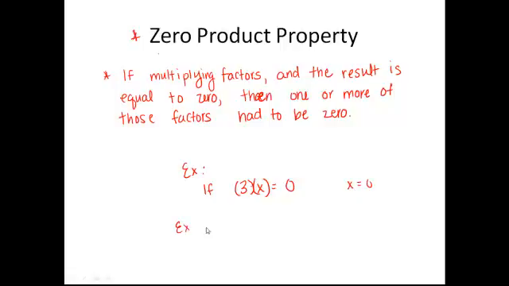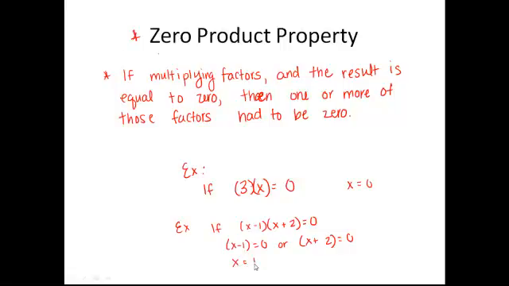Here's another example. If x minus 1 times x plus 2 is equal to 0, then what we're saying is one of these factors or more is going to be equal to 0. So if you look at this, x minus 1 is possibly equal to 0, or x plus 2 is equal to 0. Okay?